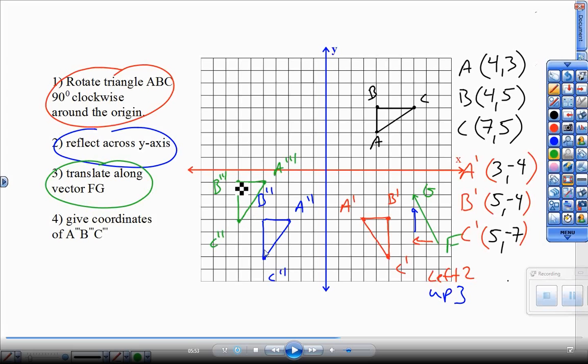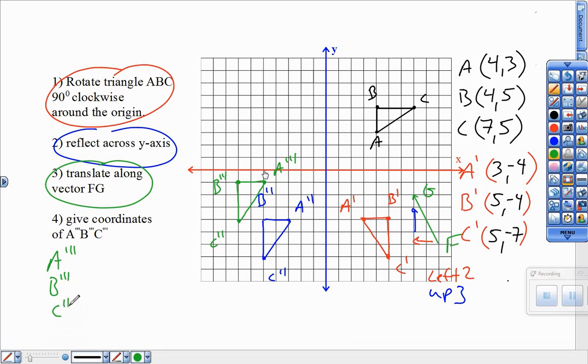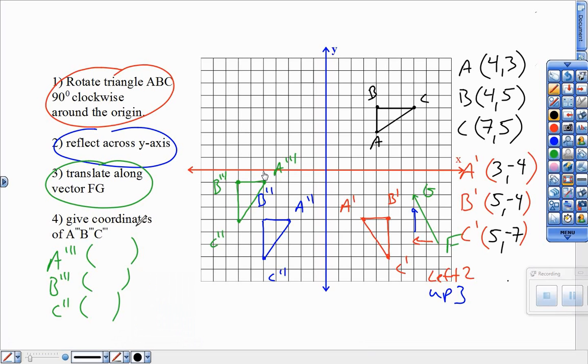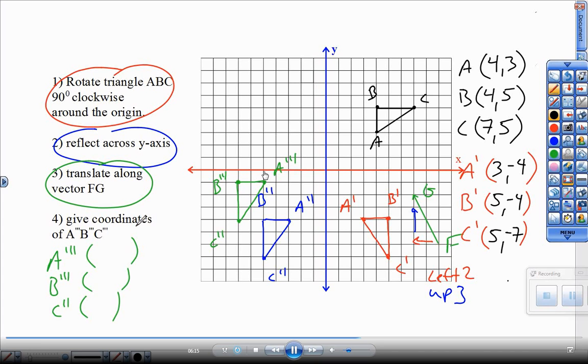This should all be left 2 up 4. This triangle should be right here: B triple prime, A triple prime, and then C triple prime is going to be right here. So my coordinates at the end are going to be a little bit inaccurate here, but A triple prime is going to be negative 5, 0. So don't write what I'm writing here. A triple prime, left 2 up 4, is negative 5, 0.